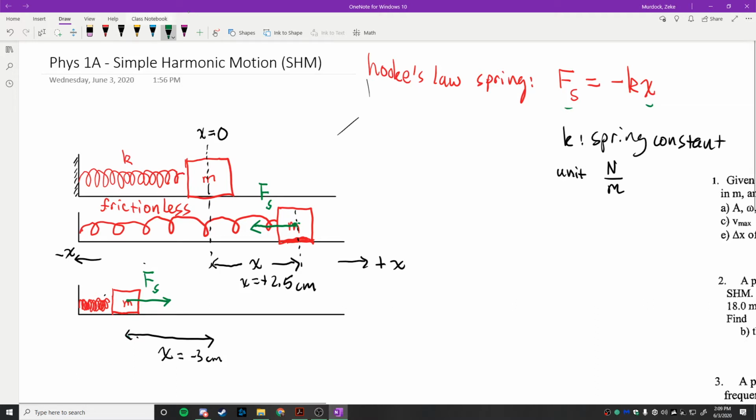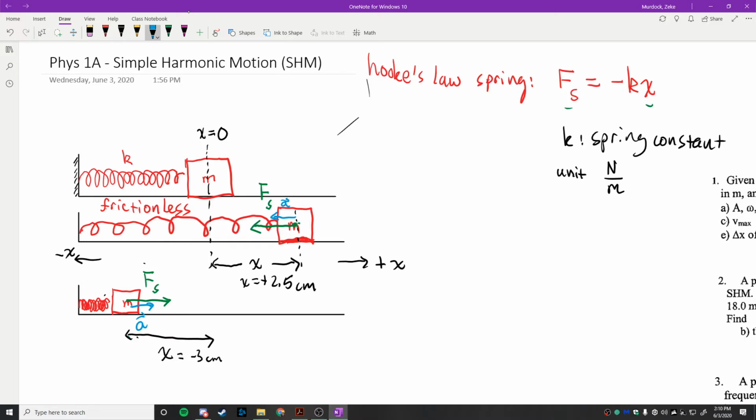We can even label on here that at this location, there's going to be an acceleration back this way. That's the direction of the acceleration. When the box is in this position, the acceleration is going to be directed this way, because if there's a force, there's also going to be an acceleration.